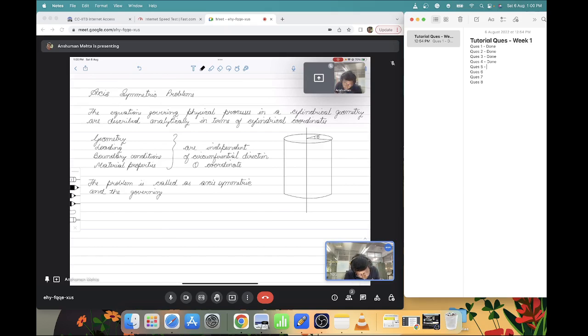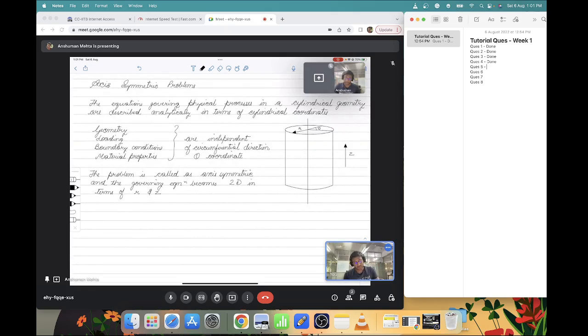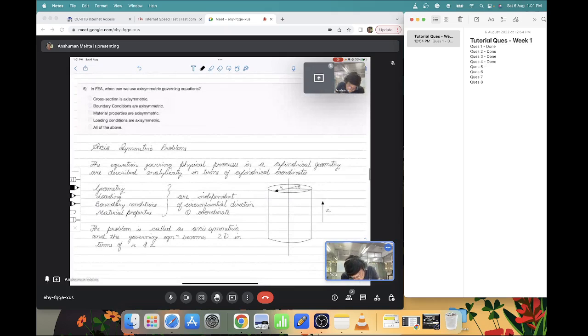And the governing equation becomes 2D. So this gives us a benefit to convert this 3D problem into 2D, because we have no dependency on the one coordinate, which is the theta coordinate. So only R and Z are left. So what was R? R was this and Z was this. Okay. So this is called axisymmetric problem, and this will be all of the above.